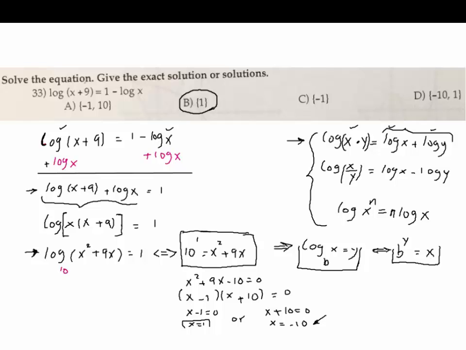So if you plug the numbers back into the original equation, you would see that only 1 would work, because if you just type log of minus 10 in your calculator, it is going to give you an error. Okay, log of 1 is good. All right, so that's how you solve this.